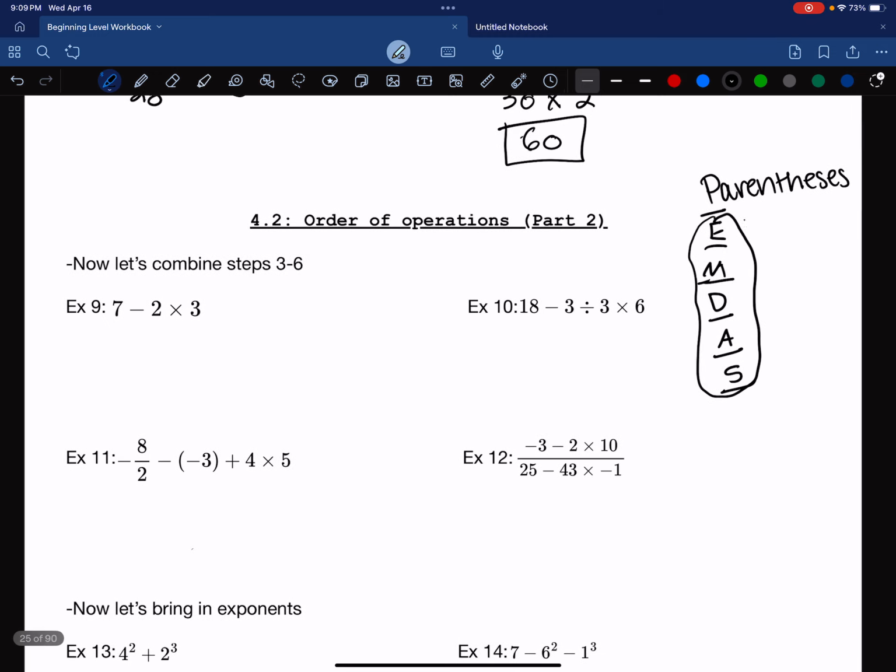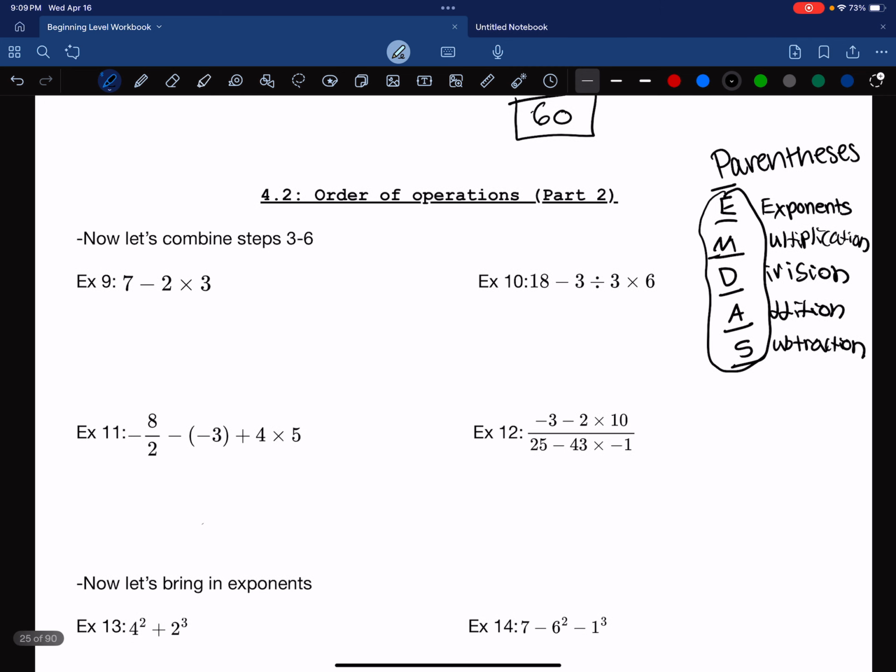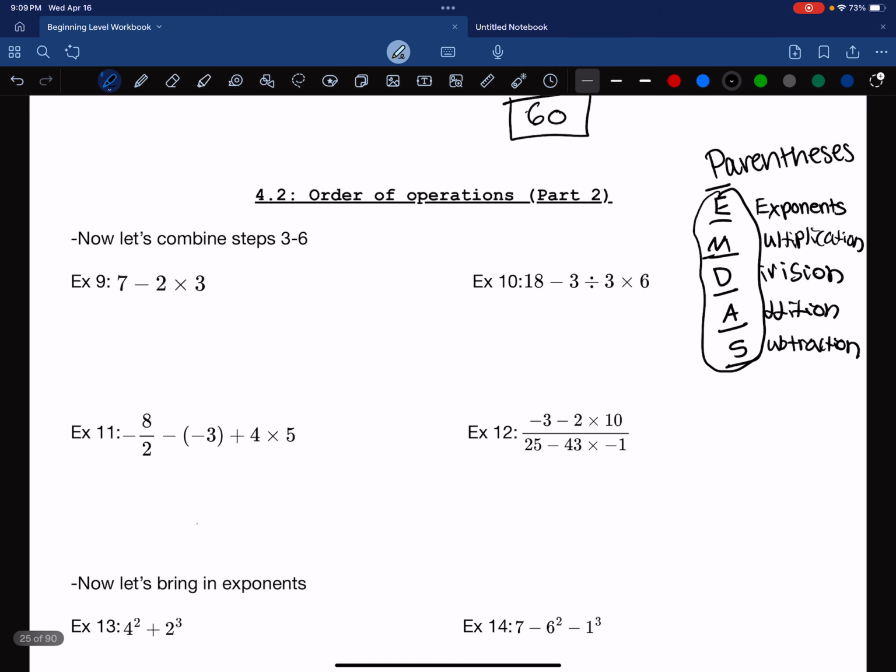Okay, anyways, so we have E, which is exponents. M is multiplication. D is division. A is addition. And S is subtraction. There you go. I always spell exponents wrong now. Okay. Oh, wait, no, maybe I didn't. It just didn't read the E.